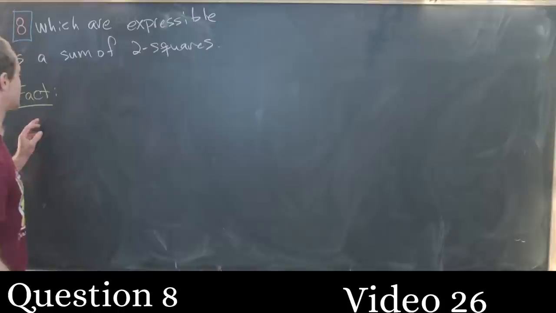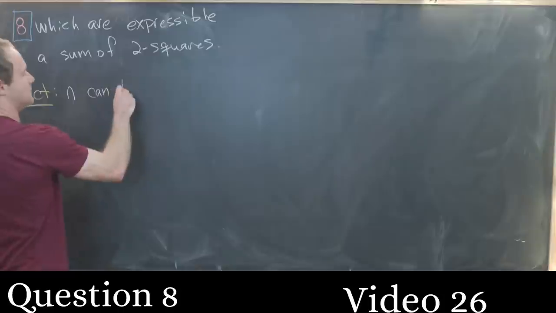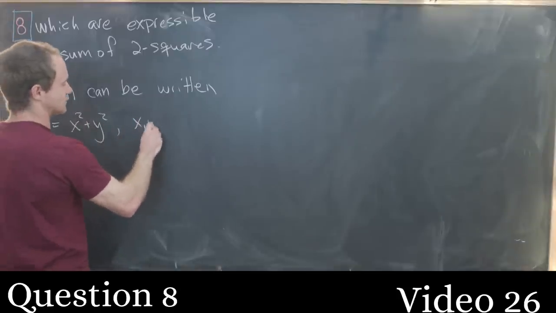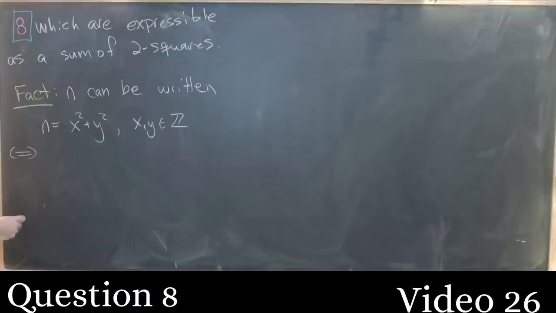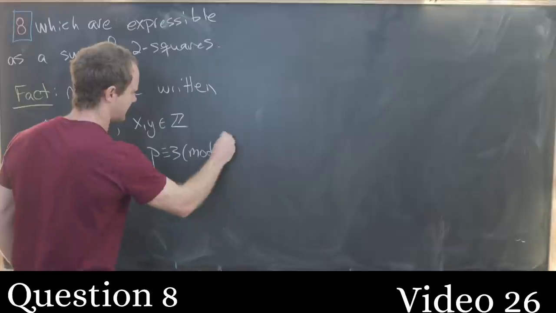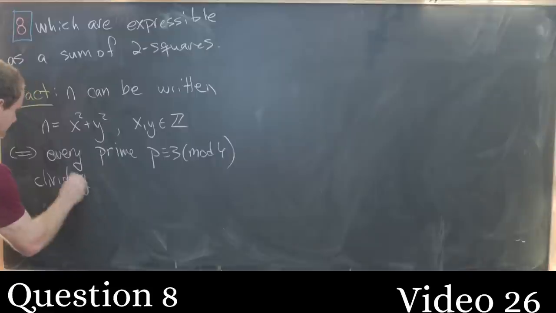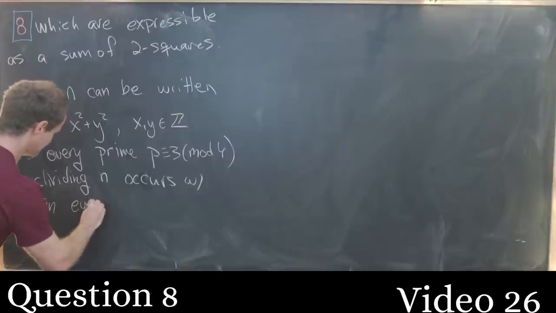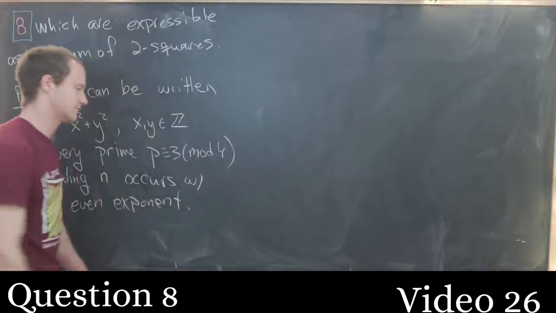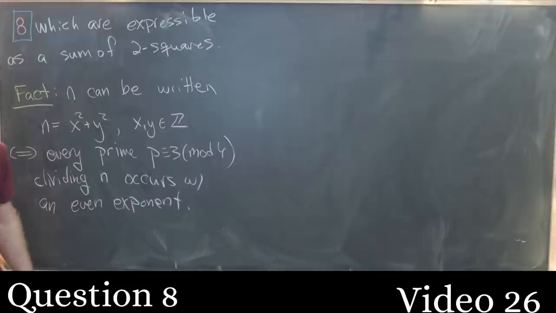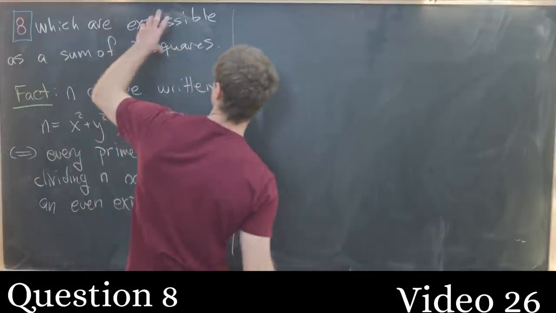This is video 26. Okay, so here's a fact. N can be written as N equals x squared plus y squared, where x and y are integers, if and only if every prime that is 3 mod 4 dividing n occurs with an even exponent. It's not that there's an even number of primes that are 3 mod 4. It's that each individual prime that is 3 mod 4 has an even exponent on it.